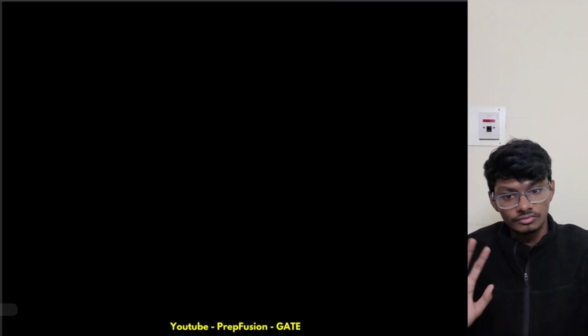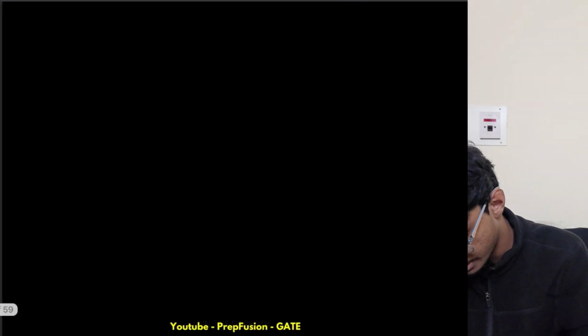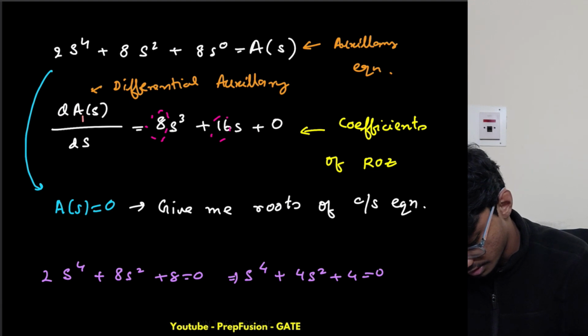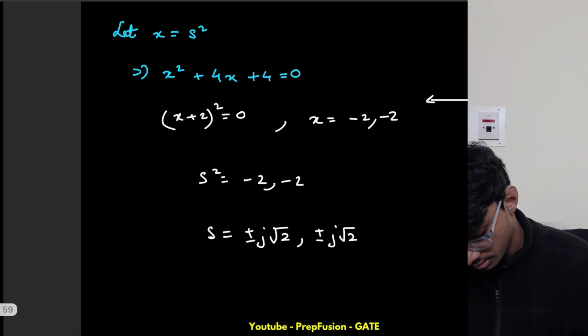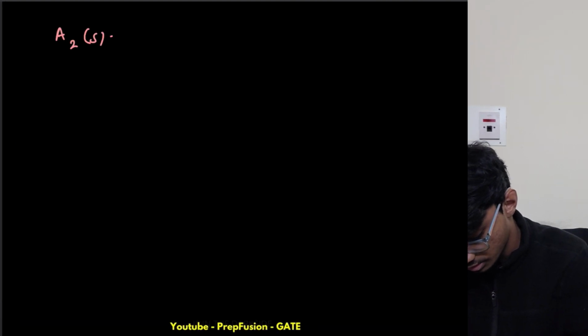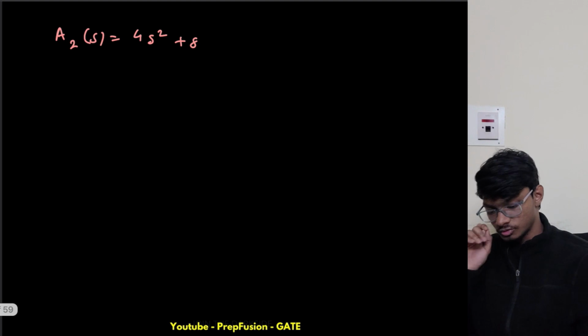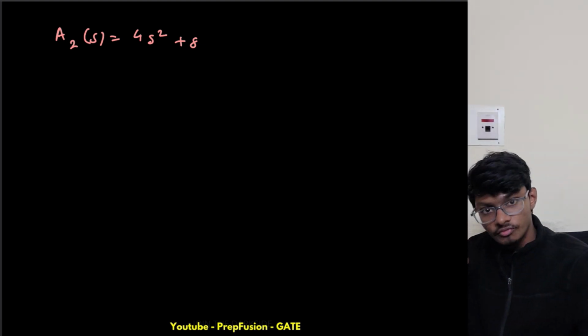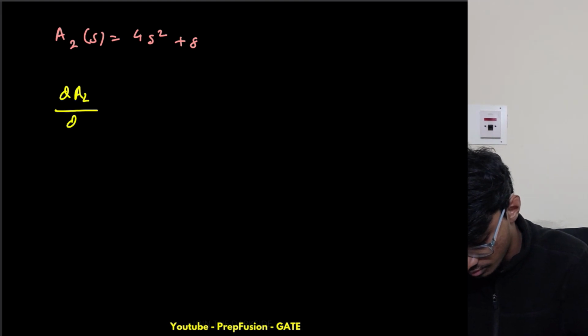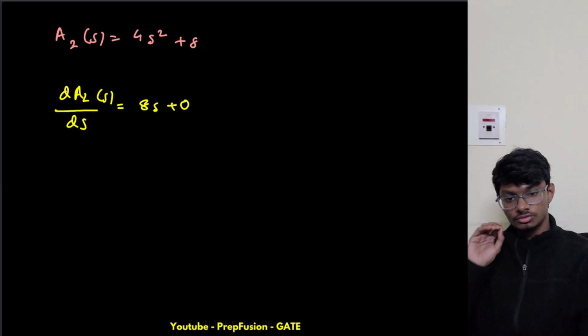So if I form an auxiliary equation, what do I get? This one was my first auxiliary equation, so let me name this a1, and this one will be my a2 of s. a2 of s equals 4s square plus 8. Now what will my row of 0 coefficients be? I will differentiate: dA2/ds equals 8s plus 0. So this will be my coefficients.